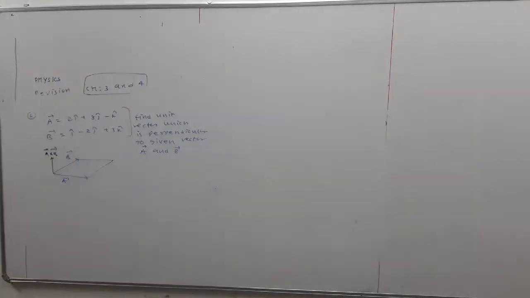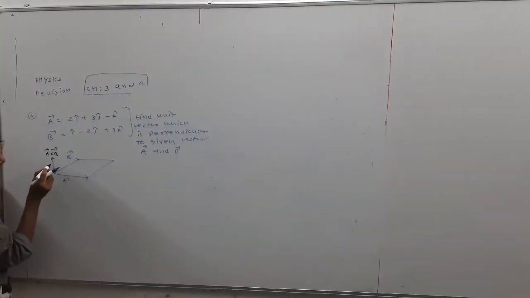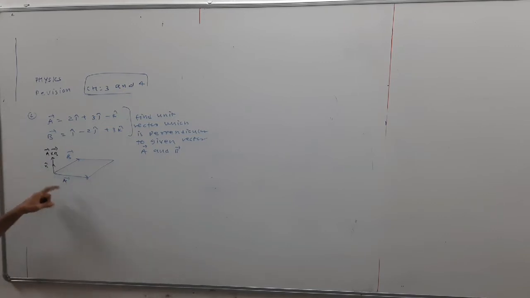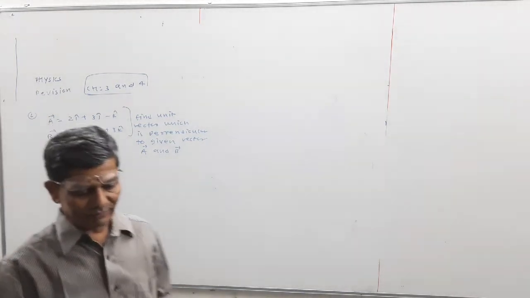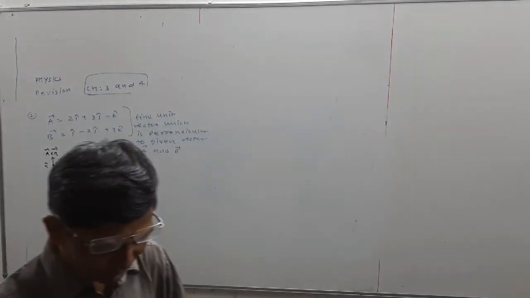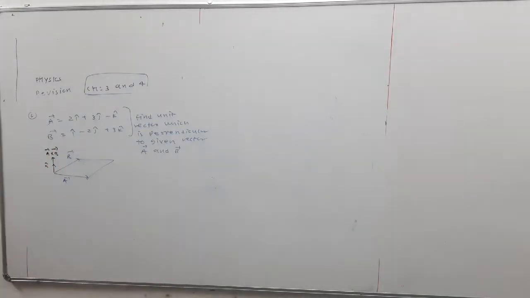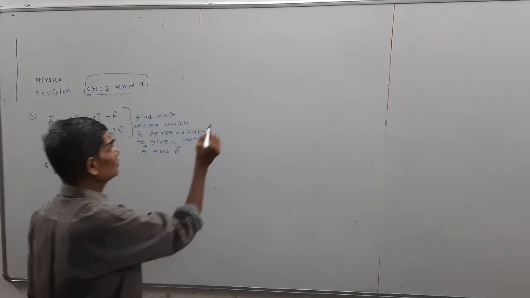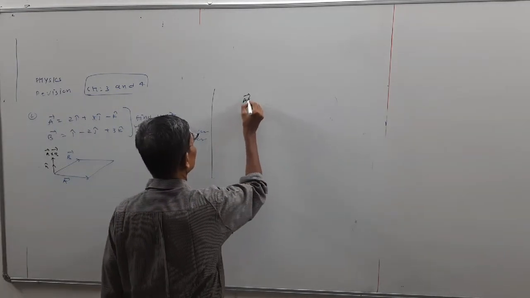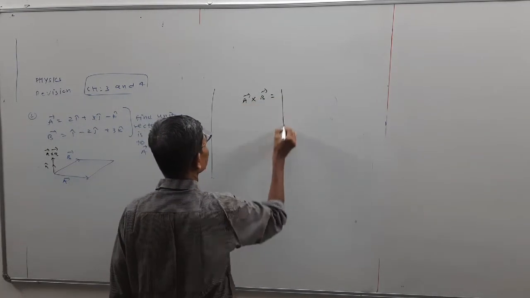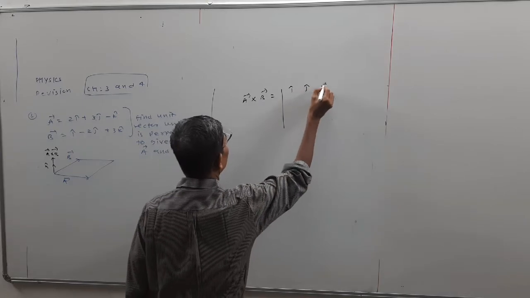Okay, then the unit vector of this vector A cross B will be perpendicular to the plane formed by vector A as well as B. So suppose we have to find the unit vector which is perpendicular to both of the vectors. Then what should we do? First, we should find the vector product. So now we find the vector product of A cross B, using i, j and k.